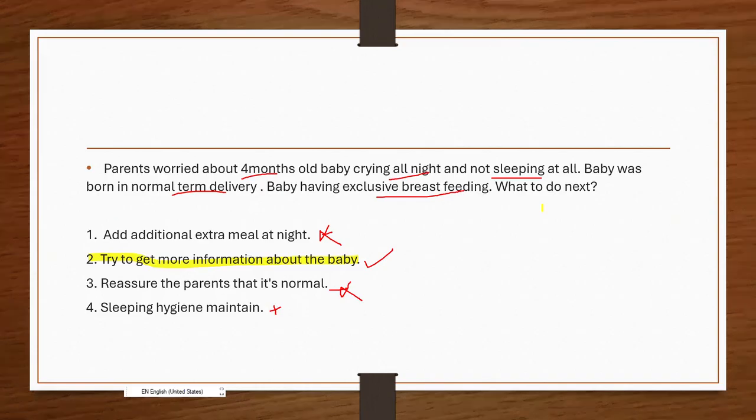This might be due to hunger. This might be due to some other pathology. We don't know anything. We need more information about the baby: the baby's growth, whether the baby is urinating well, so as to see whether the baby's activities are good or not. We need those details to see whether this is a normal thing or whether there's any pathology involved. All right. I hope that was clear.